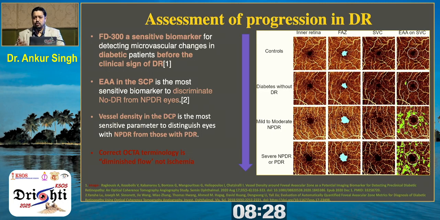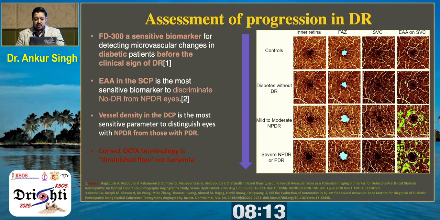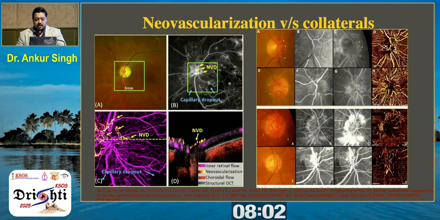So why do we need to know this? Because these quantifiable variables can act as sensitive biomarkers. FD300 can detect diabetic retinopathy before clinical DR happens, extrafoveal avascular area in the superficial capillary plexus can discriminate non-diabetic retinopathy from NPDR, while vessel density in the deep capillary plexus can distinguish NPDR from PDR.